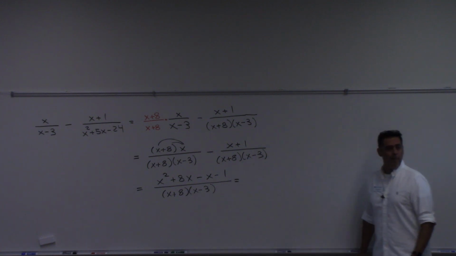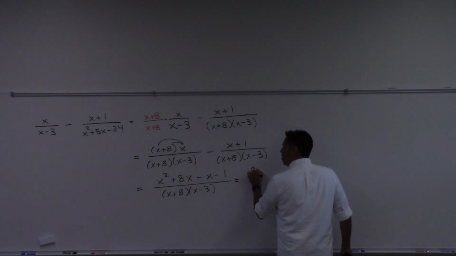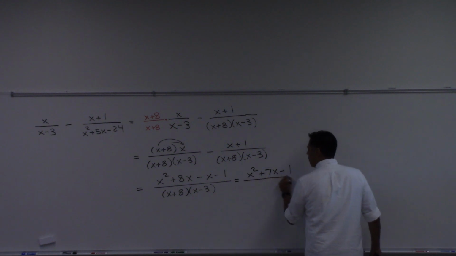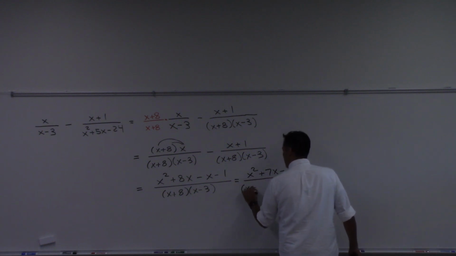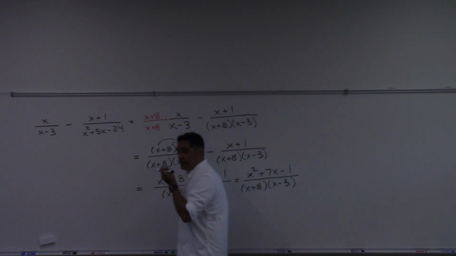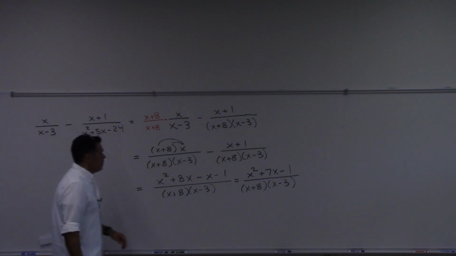Questions there? Okay, x squared plus 7x minus 1 on top over x plus 8 times x minus 3. Yes? Couldn't I simplify this further? How? I just have a sneaking suspicion I probably should.